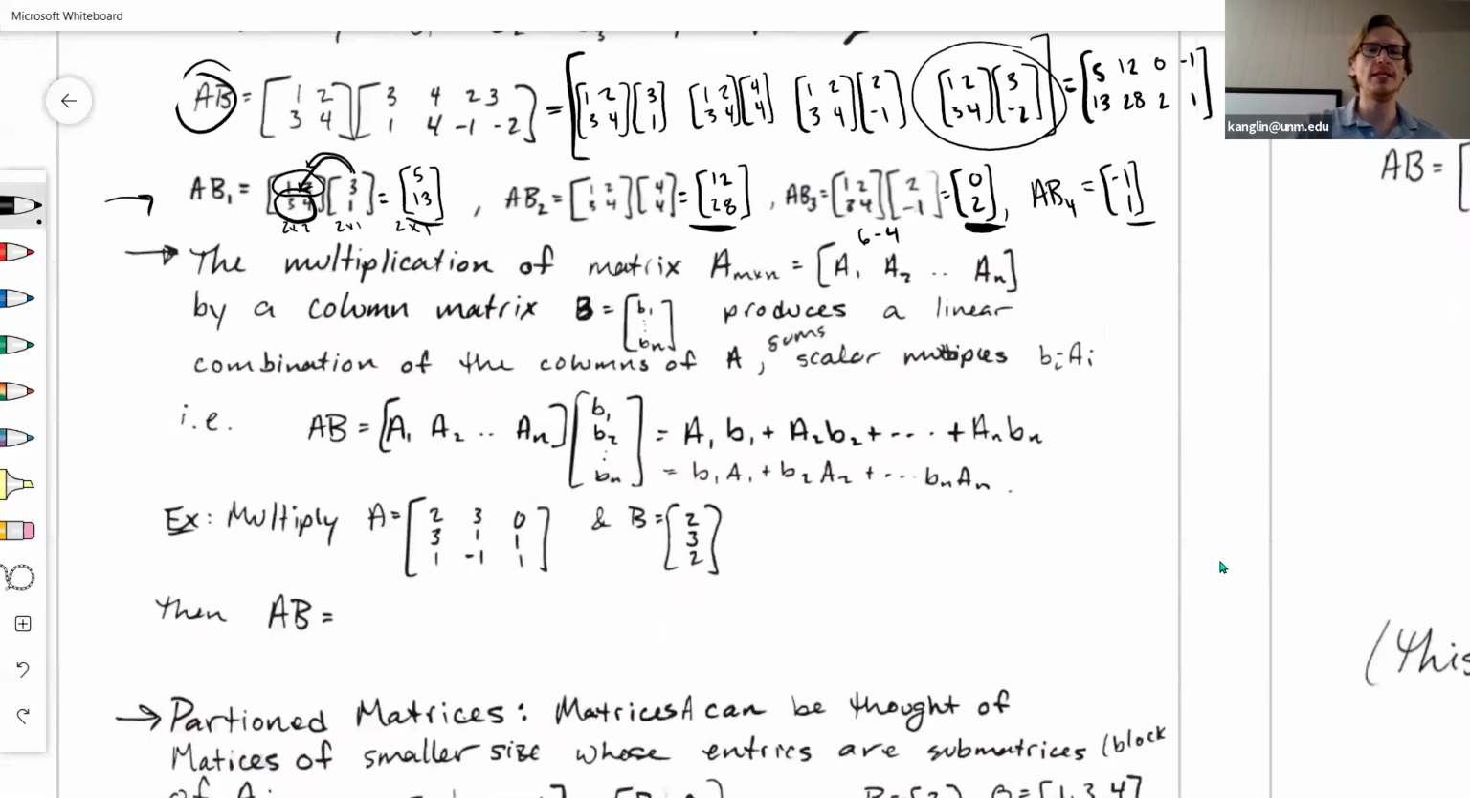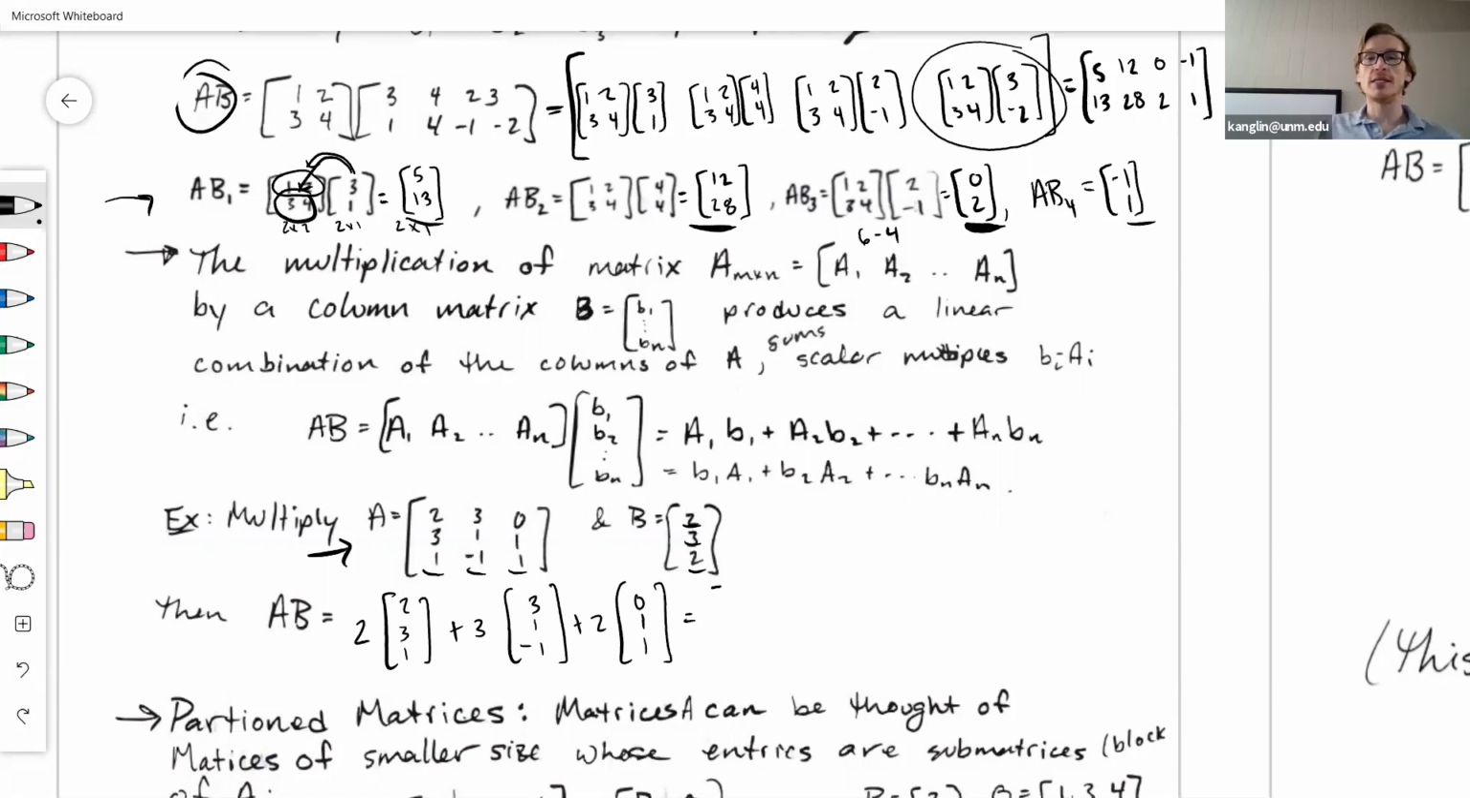Well, this is pretty easy then if I want to use this to multiply AB in this example. All we have to do is take each column of A times each entry of B. 2 times the first column, 3 times the next column, plus 2 times the last column.